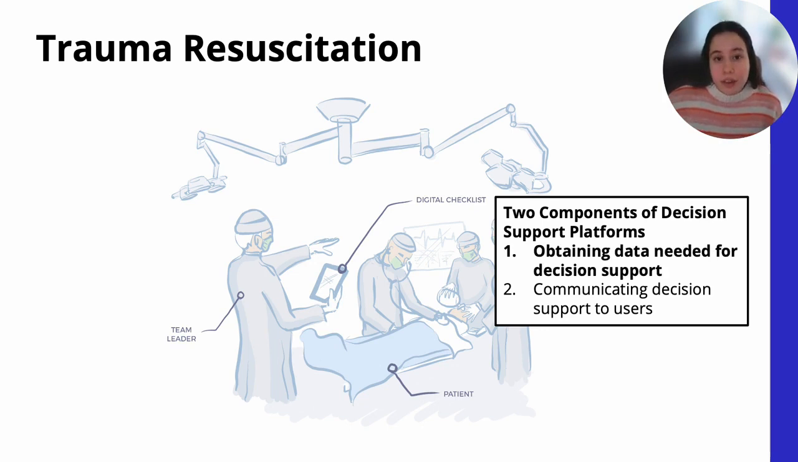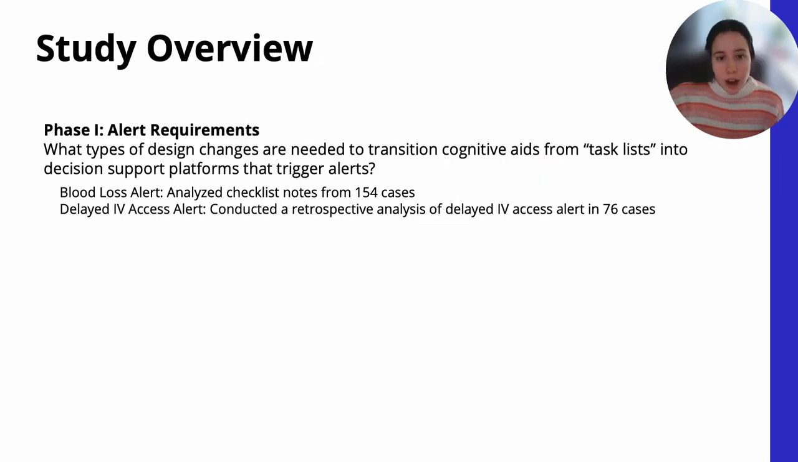In this study, we focus on the first component, obtaining the information needed for determining the appropriate decision support for the case. Our study had three main phases. In the first phase, alert requirements, we identified the types of design changes needed to transition cognitive aids from task lists into decision support platforms.